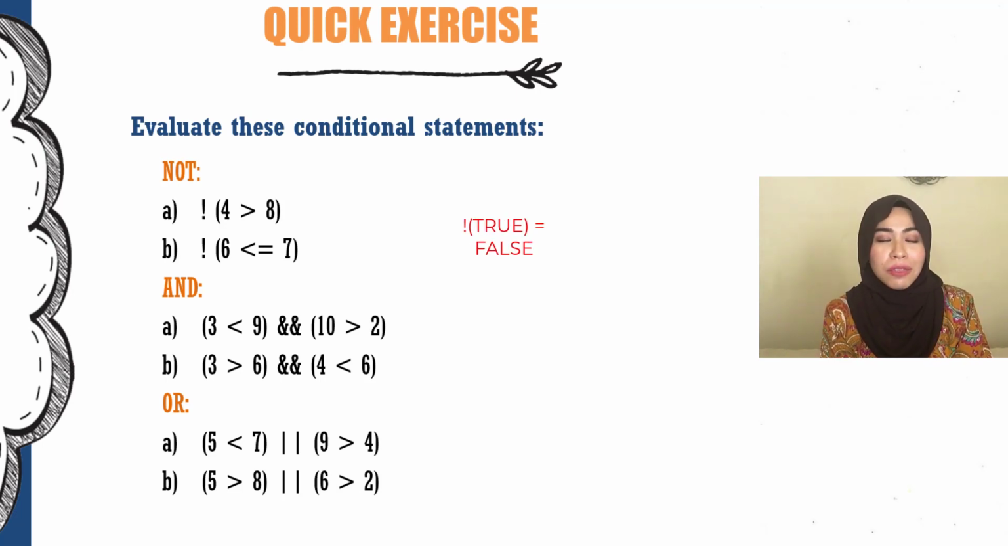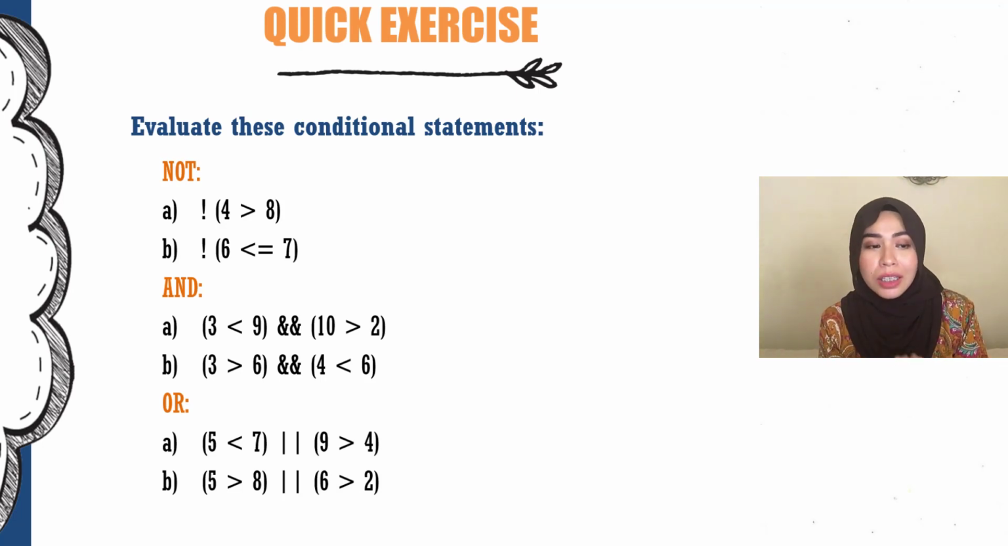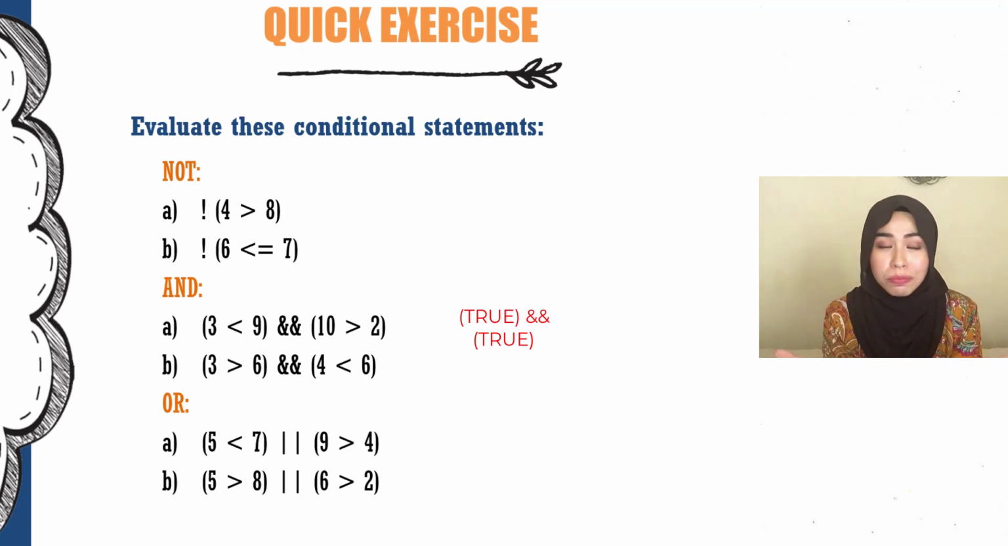Okay, so then we meet an and operand. And is used when we want to evaluate more than one condition at one time. So when we do this, evaluate the operations that are inside the bracket first. So 3 less than 9, that is true. Then 10 more than 2, that is true. So true and true will be true.